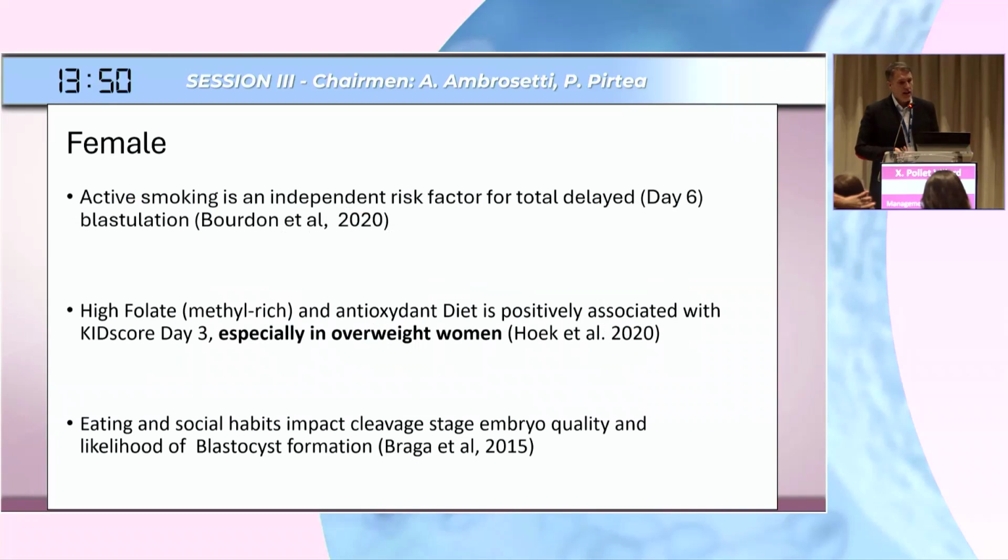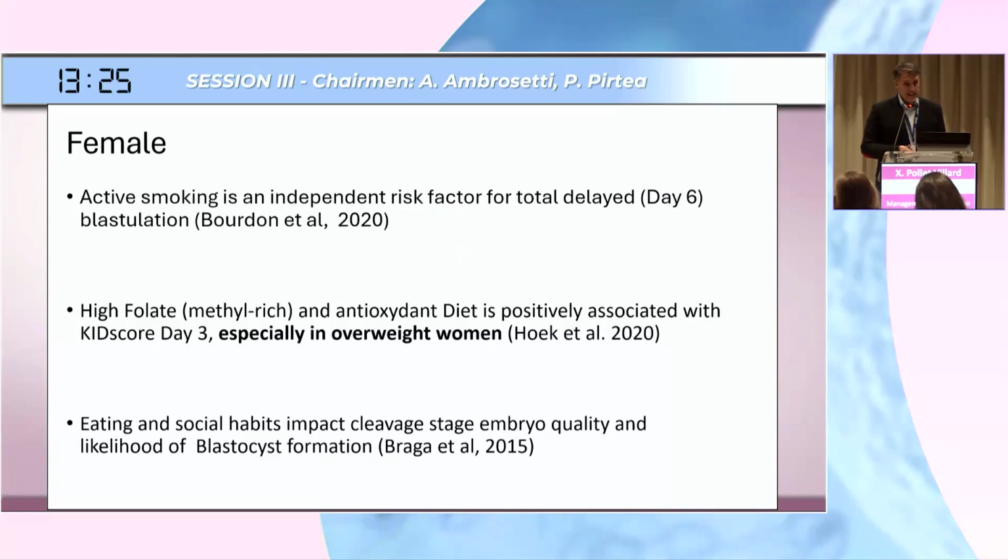In the female, and this is a study from Cochin, active smoking is an independent risk factor for total delayed blastulation. And also, a high folate diet, which means metal-rich, and antioxidant diet, like the Mediterranean diet, is positively associated with KIT score day 3, especially in overweight women.